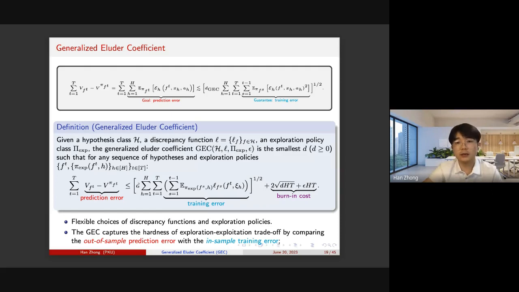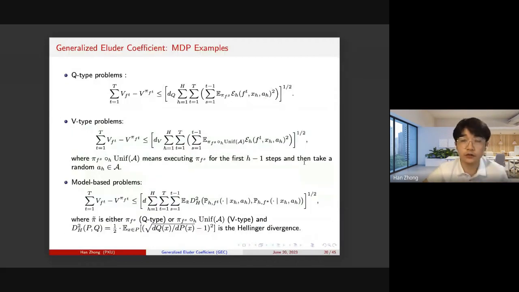So the GEC can depend on the horizon H, the number of episodes T, and the epsilon, I think, and some previous complexity measures, maybe the state sections or the dimension. Yeah, I will give more examples of the GEC and say the concrete GEC for specific problems.